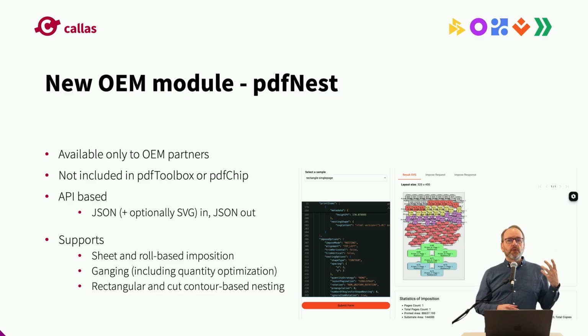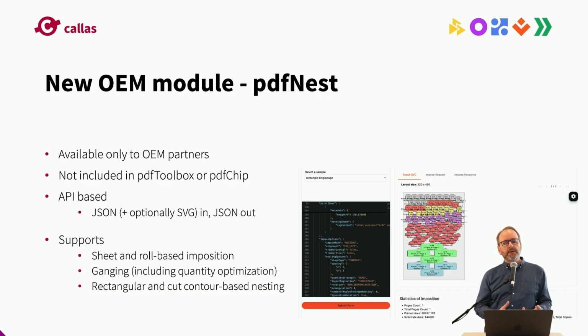And then you can pass a whole bunch of parameters that tell PDF Nest what kind of optimization you want to do, what kind of nesting and ganging you want to do, what the sheet size is, whether it's a roll or not, whether you have restrictions on if you want to do print and cuts, maybe there are restrictions to the size of the output for the cutting machinery that is included in the process. So you can pass a whole bunch of these parameters.